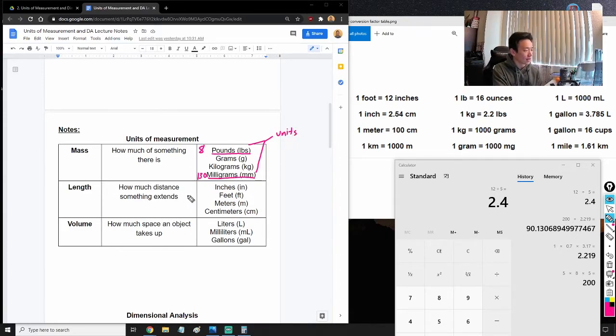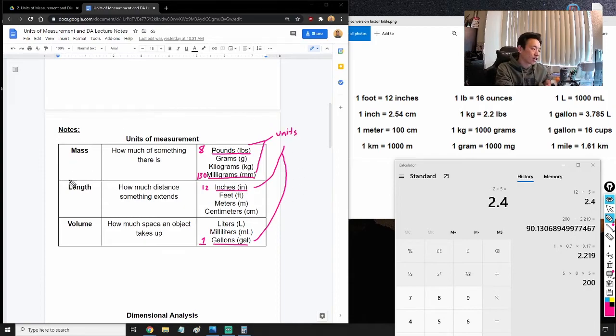We also have length, how much distance something extends, how long something is. So if we have, like, 12 inches, inches would be your unit of measurement, or meters, centimeters, and so on and so forth. And then we have volume, how much space something takes up. So we have liters, milliliters, gallons. So if I have 1 gallon, that means gallons is going to be my unit of measurement.